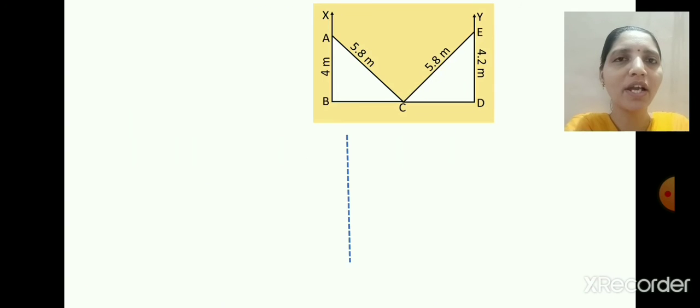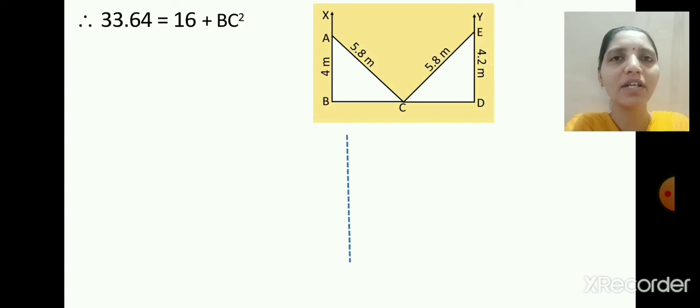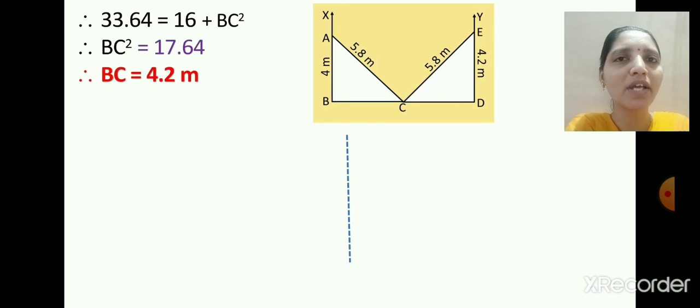So what will you get here? 33.64 is equal to 16 plus BC square. Therefore, BC square is equal to 33.64 minus 16, which is 17.64. Now find the square root on both sides. You will get BC is equal to 4.2 meters.